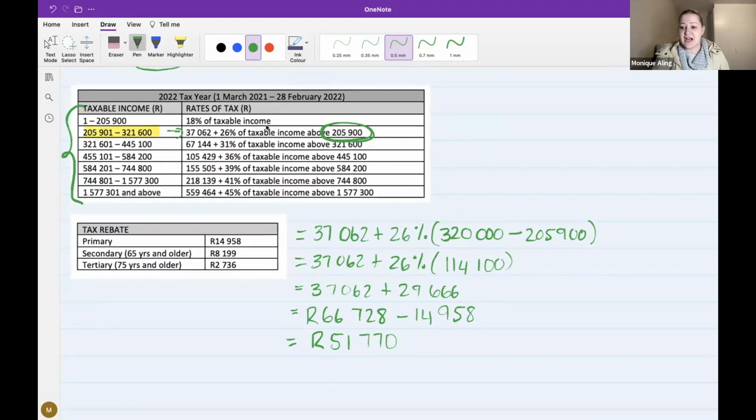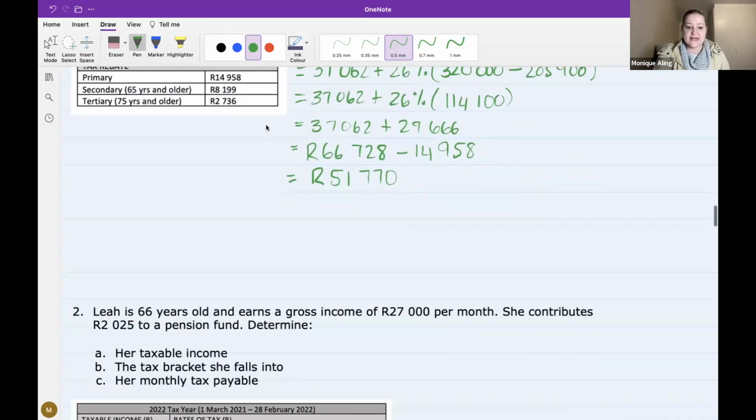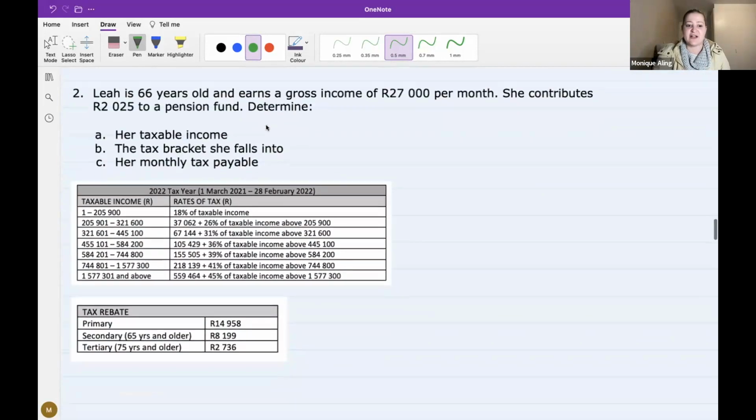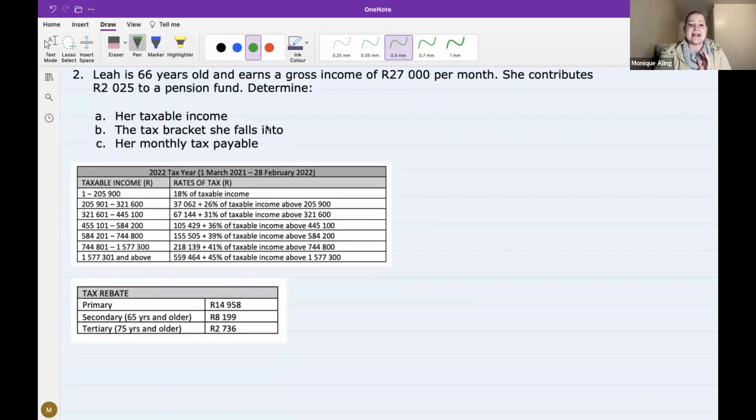Okay, since you guys were with it and followed very quickly, I'm going to ask you to have a look at this second example. Leah is 66 years old and earns a gross income of 27,000 Rand per month. She contributes 2,025 Rand to a pension fund. Determine A, her taxable income. Important things: her age, they gave us gross income this time, and they gave us the monthly income. Remember, we need the yearly income. They told us the pension contribution.